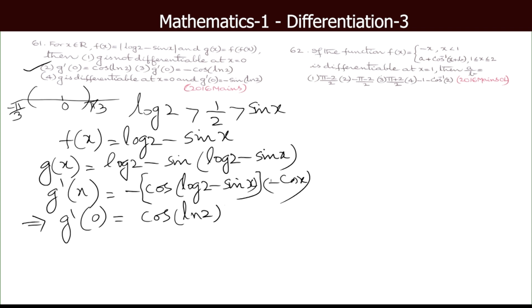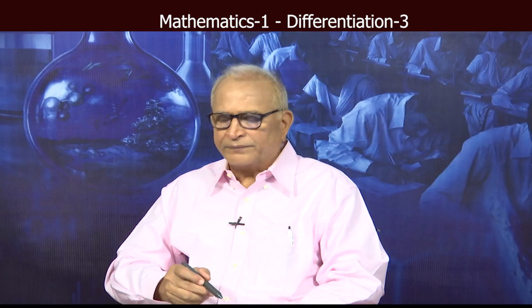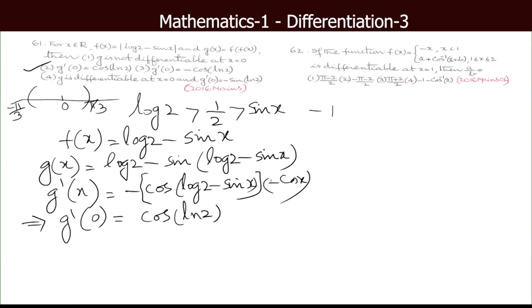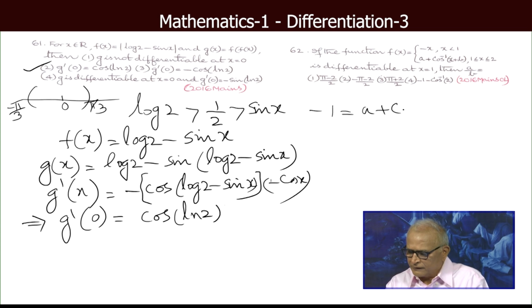2016 mains online. Well, differentiable at x equal to 1. Continuity is there. Minus 1 is the left limit of f at x equal to 1. Value of f at x equal to 1 is a plus r cosine 1 plus b.